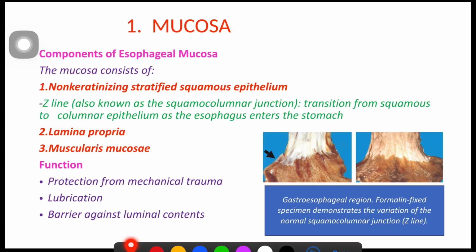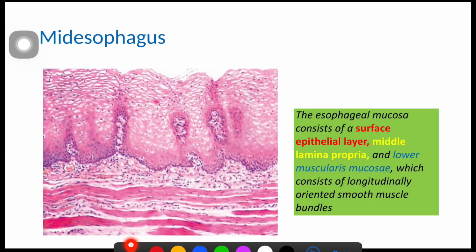Now, let us see all the layers one by one in detail. Mucosa, as we have seen, is non-keratinizing stratified squamous epithelium. But at the junction with the stomach, called the gastroesophageal region, there is the Z line. The Z line is where it transitions from squamous lining to columnar lining. The second layer is lamina propria and the third is muscularis mucosae.